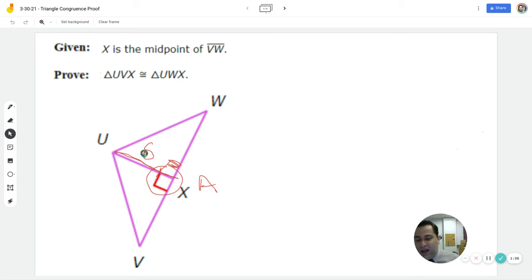And then lastly, we have the directions, which indicates that X is the midpoint of VW. So if X is halfway between V and W, well, then I definitely have equal line segments on either side of the midpoint. So now if I mark down this side, I can indicate to myself the theorem that we would use, side angle side.